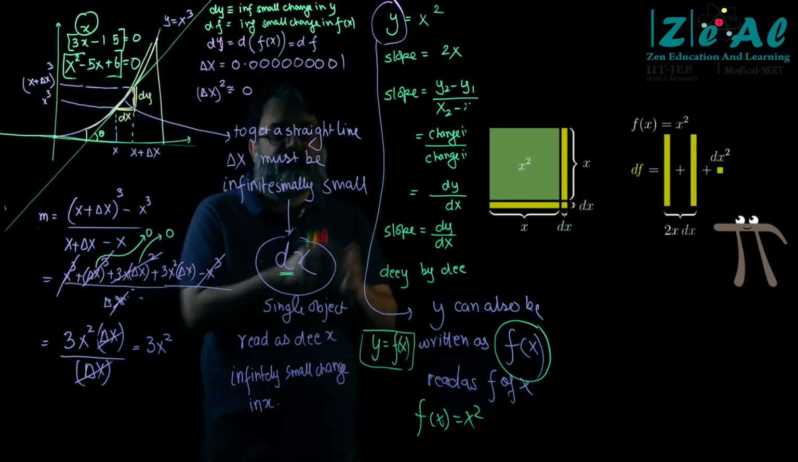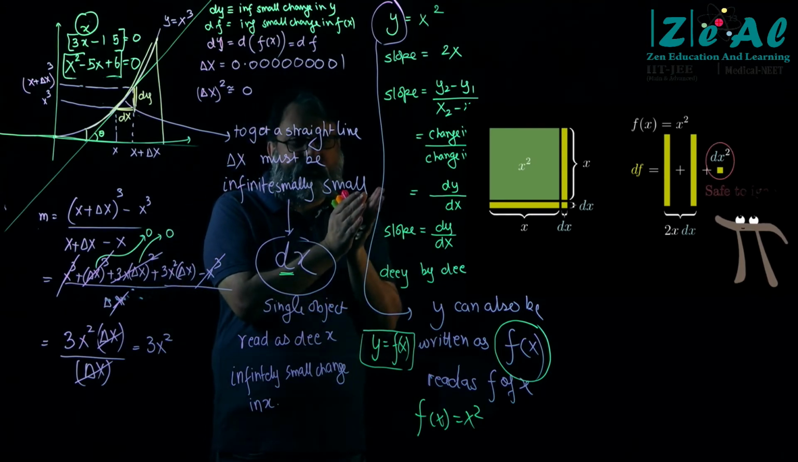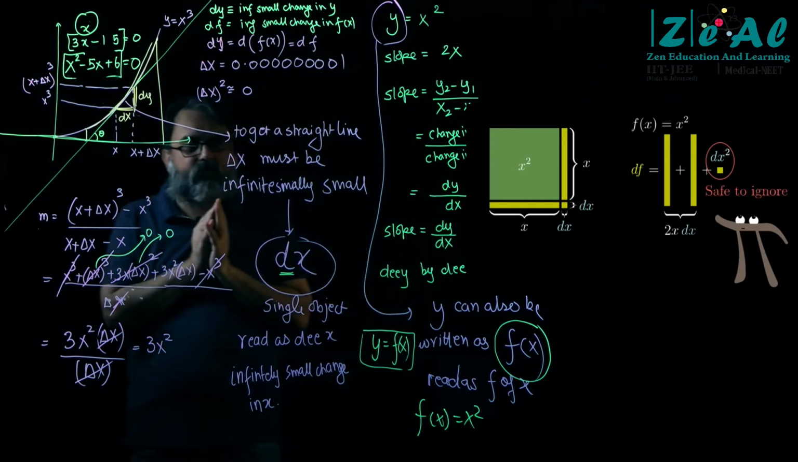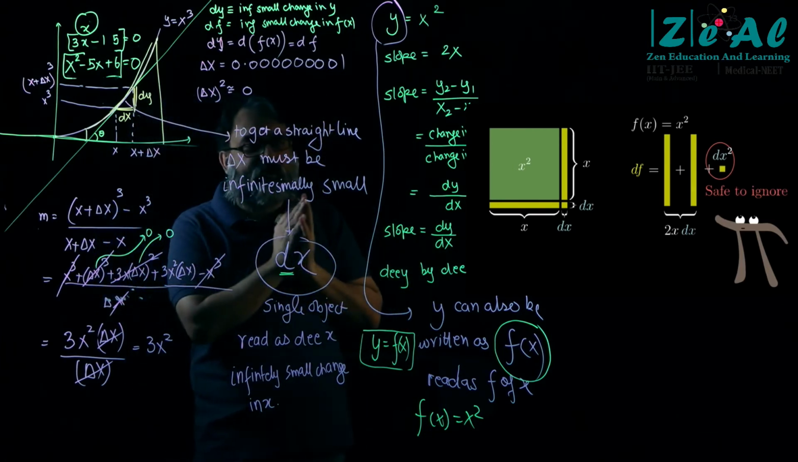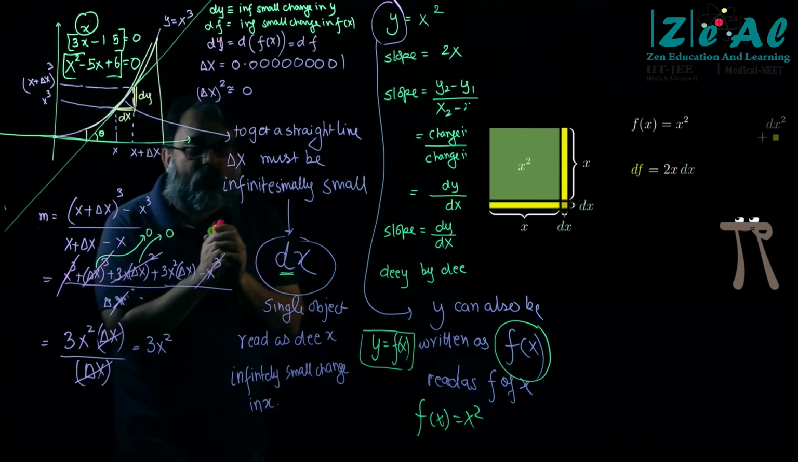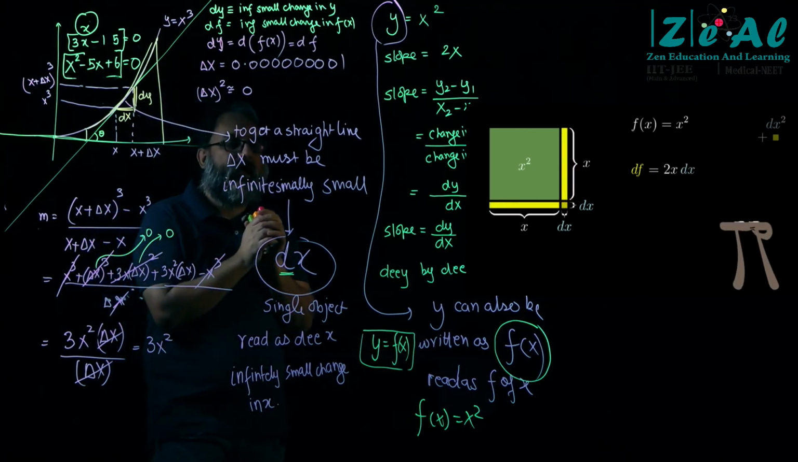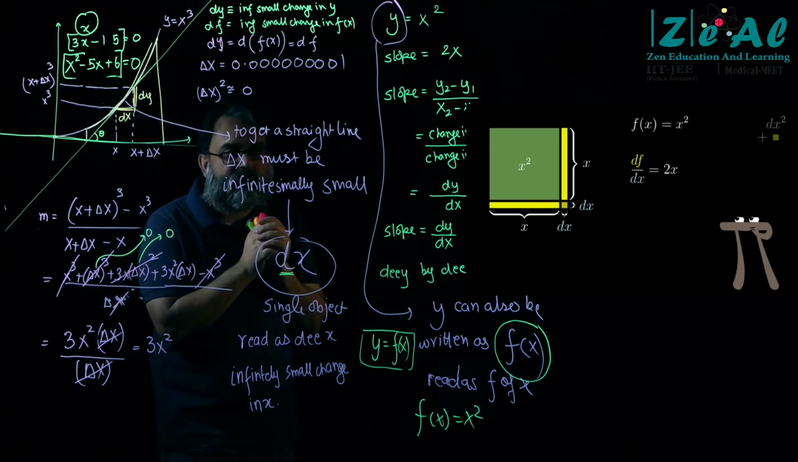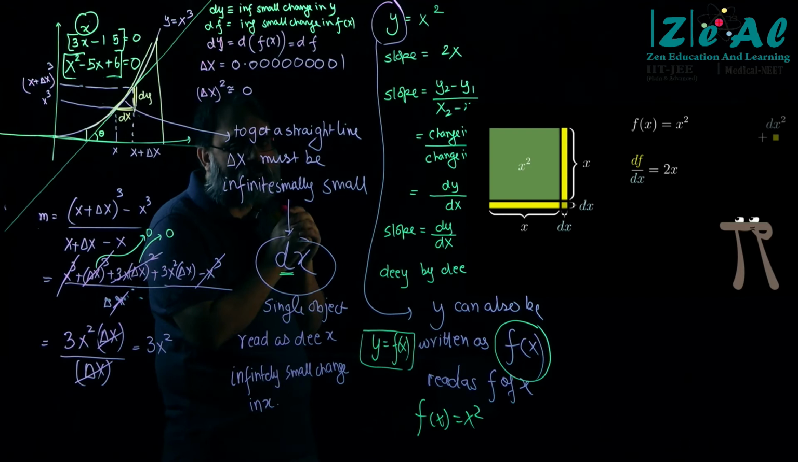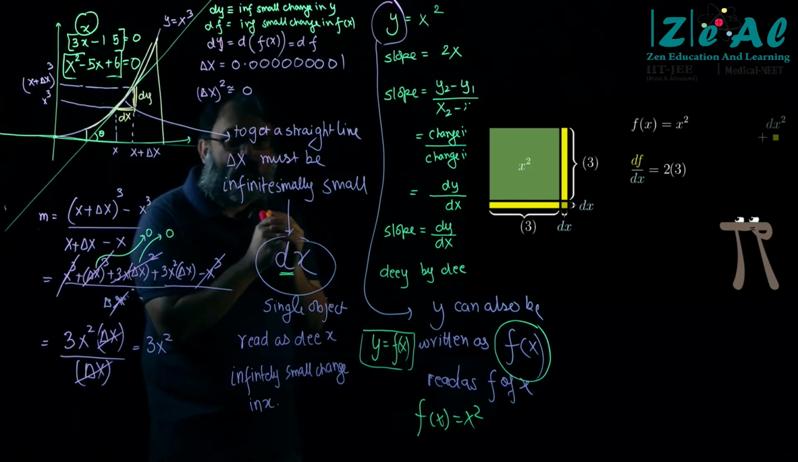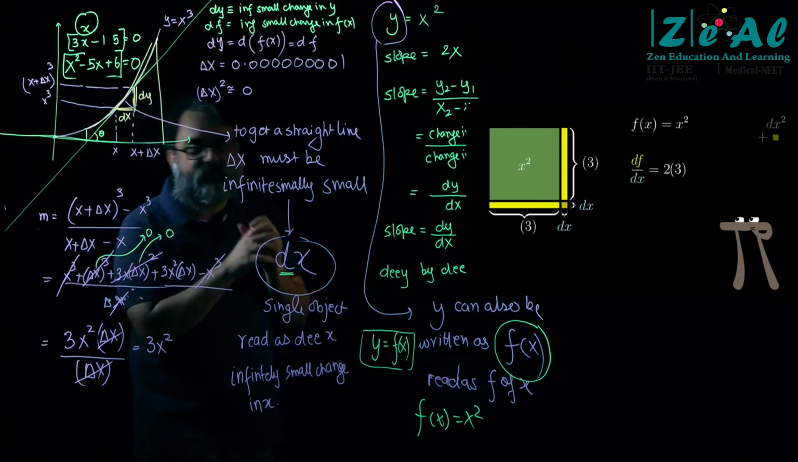So we have dx square, which is neglected. It is safe to ignore. We removed it, right? And then we get df, or the change in area of the square, is equal to 2x dx. And then we simply divide, bringing dx over here, so we get the slope df by dx is equal to 2x, right? Okay.